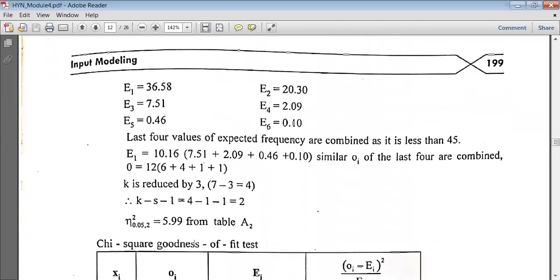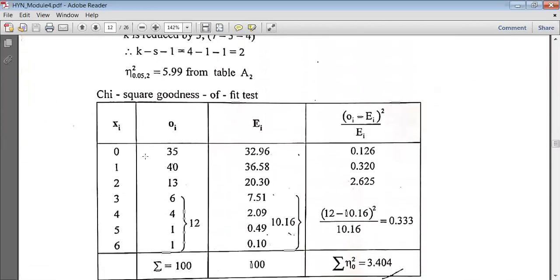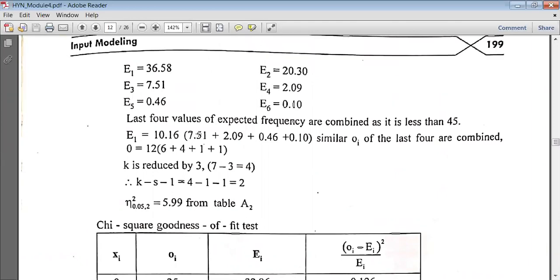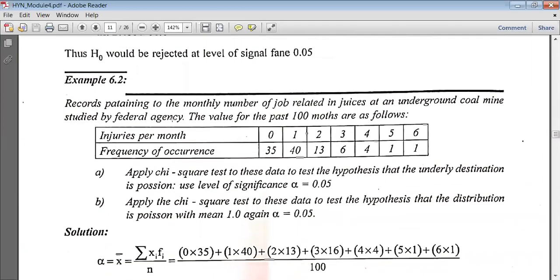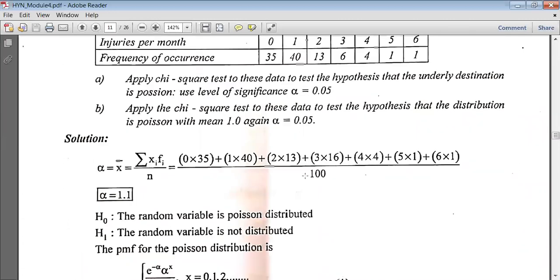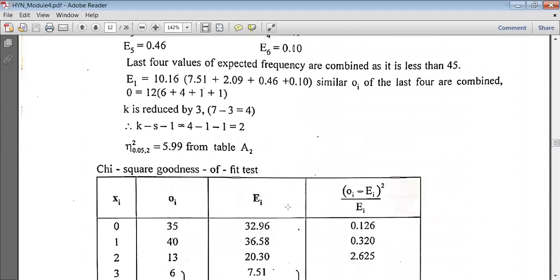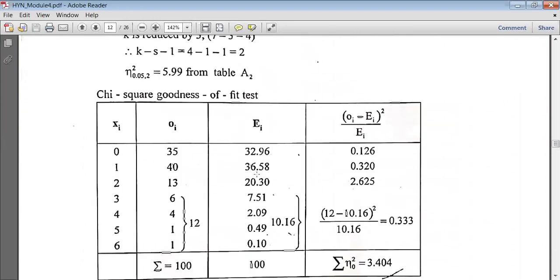Once you are done with the Ei values, you have to draw a table. So we have xi from 0 to 6, which is injuries per month. The first row will be your xi, these are your x values. Then the frequency, which is nothing but your observed frequency. Then the Ei value, whatever you have calculated, you write.